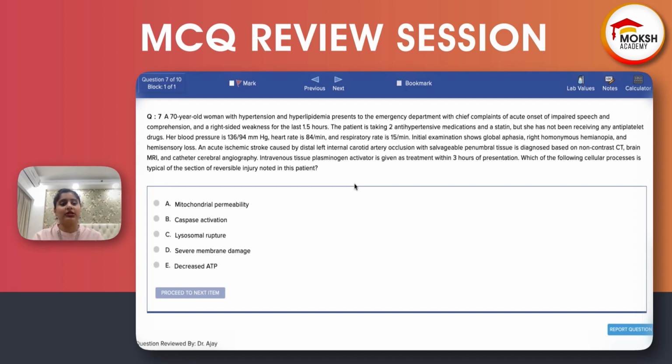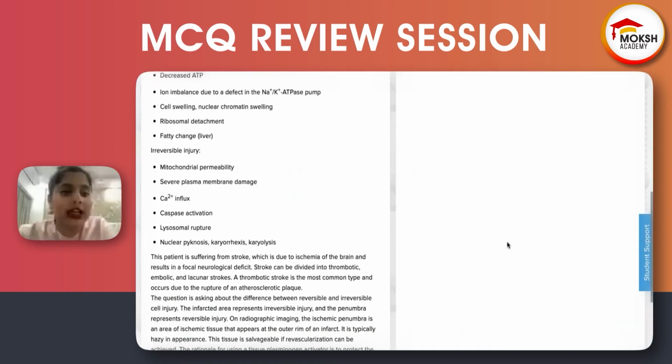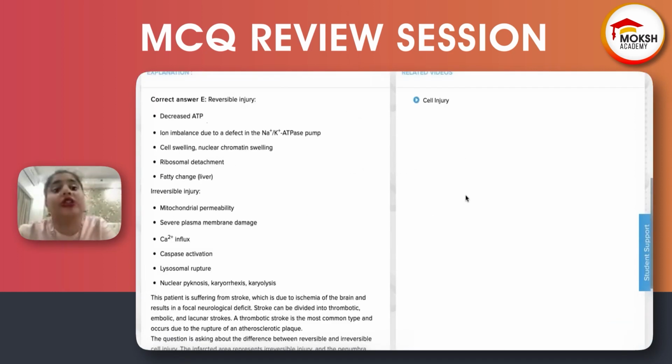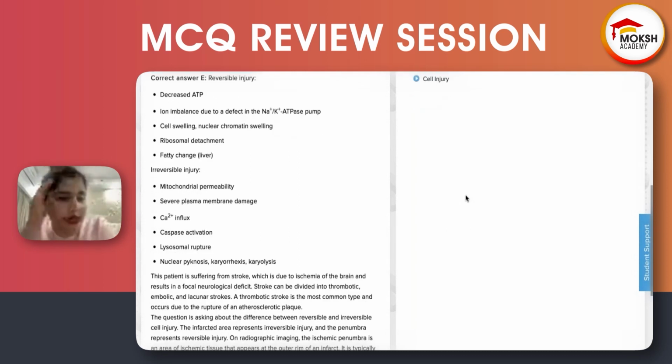Which of the following processes is typical of this section? Okay, perfect, right? Reversible injury: we have decreased ATP, ion imbalance due to a defect in the Na+/K+ ATPase pump, cell swelling, nuclear chromatin swelling, ribosomal detachment, and fatty change. These are the different reversible injuries. Okay, what are the irreversible injuries? Mitochondrial permeability, severe plasma membrane damage, calcium influx, caspase activation, lysosomal rupture, nuclear pyknosis, and karyorrhexis or karyolysis. That's the ultimate destruction from which you cannot revert back.